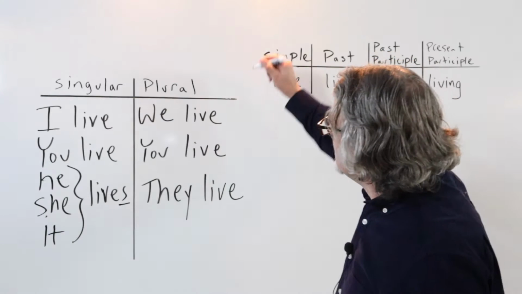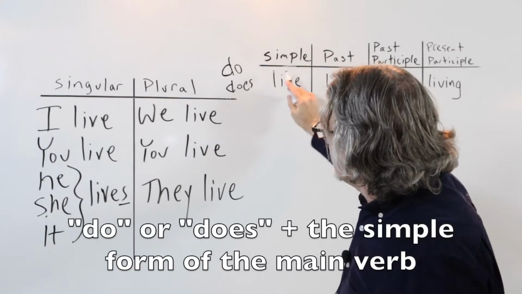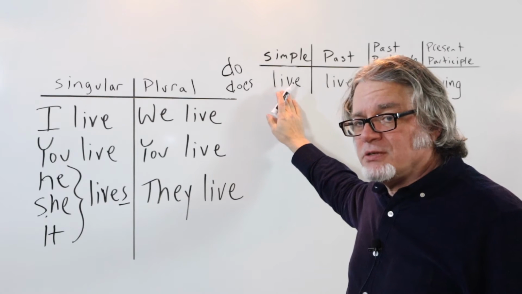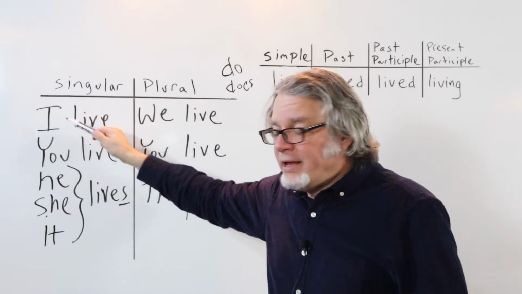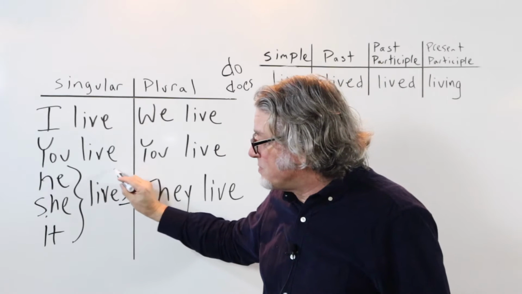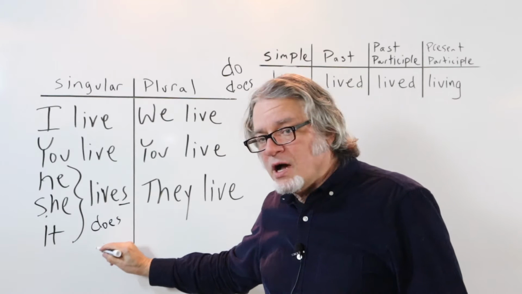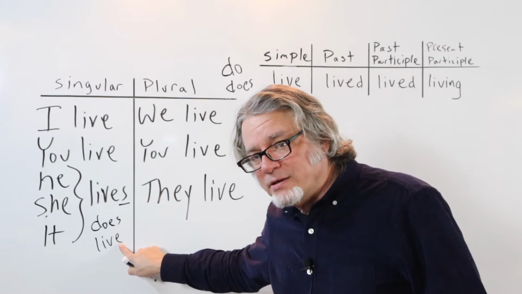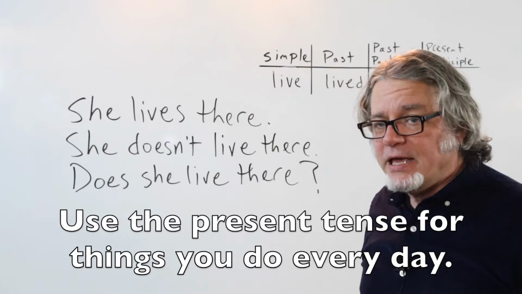Use the helping verbs do or does with the simple form of the verb for negatives and questions. Do is used with I, you, and then plural forms. Does is used for he, she, or it. So does or doesn't live. There's no S here. Use the present tense for things you do every day.